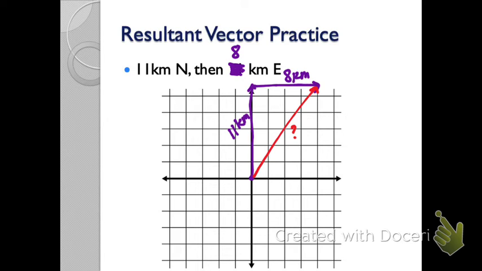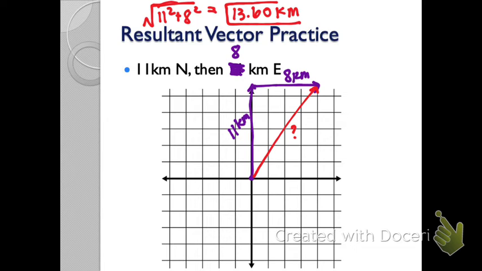All right, in my calculator, since I know I want C, I'm just going to go square root of 11 squared plus 8 squared, and that's going to give me my answer right away. 13.60 kilometers. Is that what you had when you plugged it in? My resultant vector is 13.6 kilometers from where I started. Okay, my distance walked would have been 19, but my displacement is 13.6 kilometers from where I started.